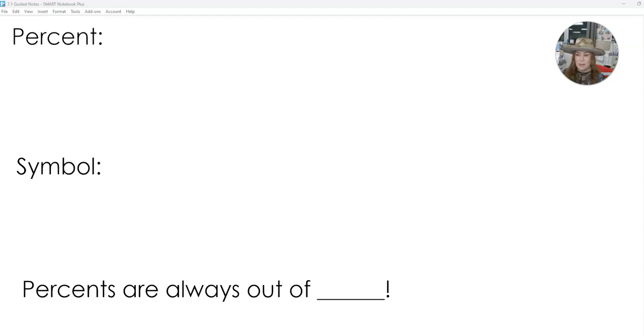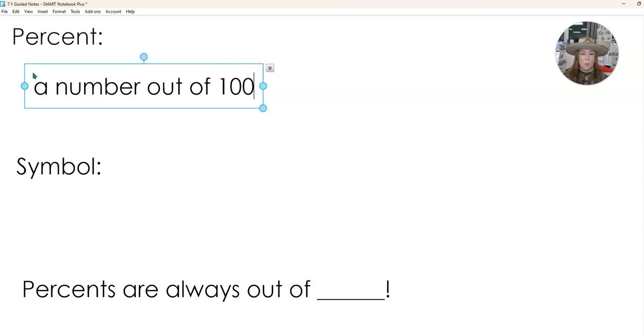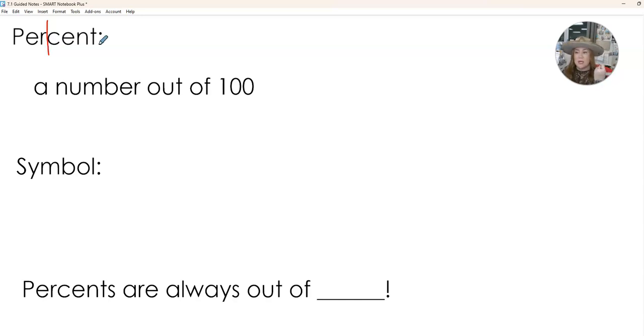We are going to start learning about percentages. So first we need to know the definition of a percent. A percent is a number out of 100. If you break up this word percent, it literally means out of 100. So per means out of, and cent means 100. Like there's 100 cents in a dollar. If you have a century, that's 100 years. So percent literally means a number out of 100.